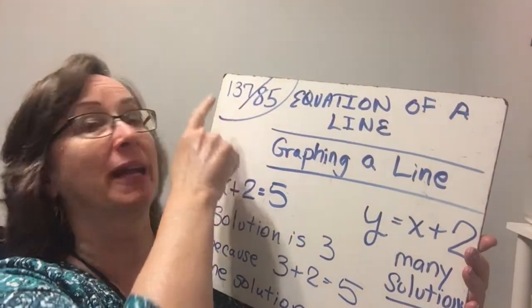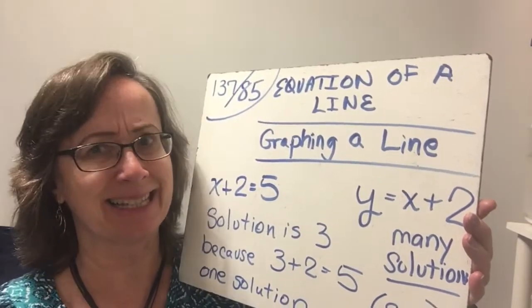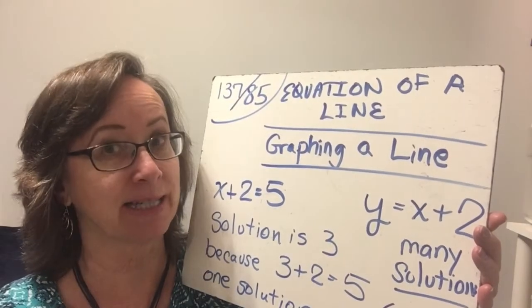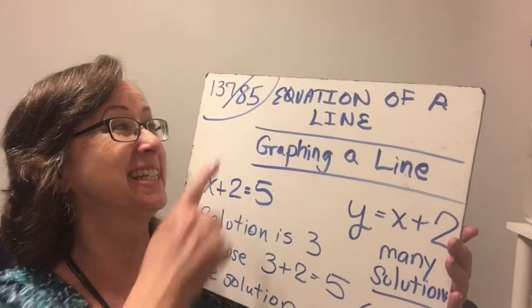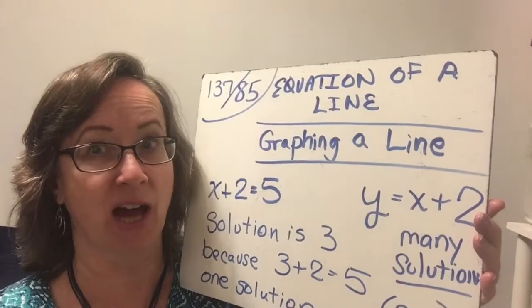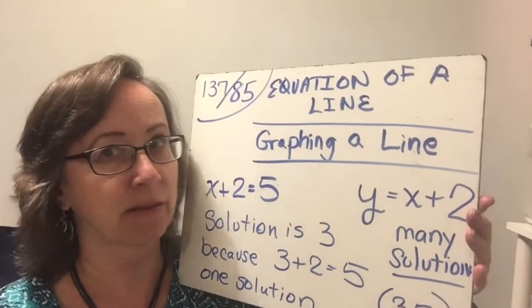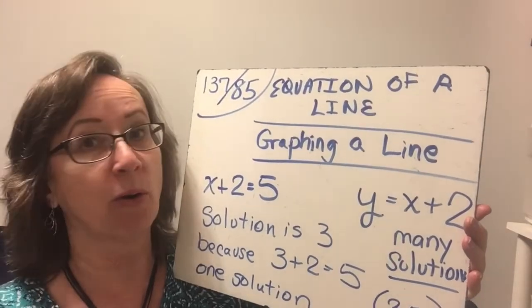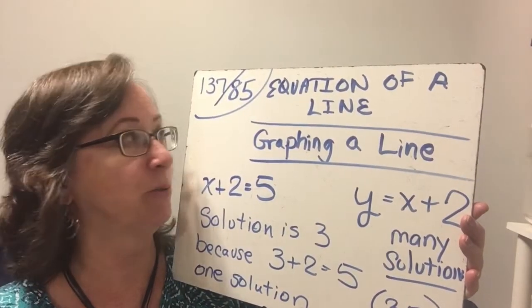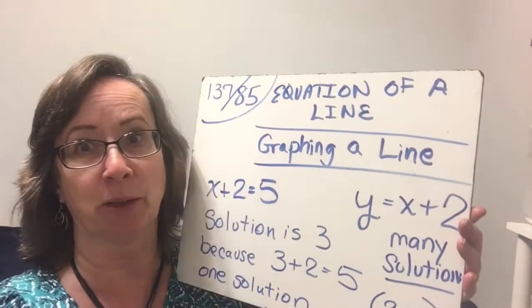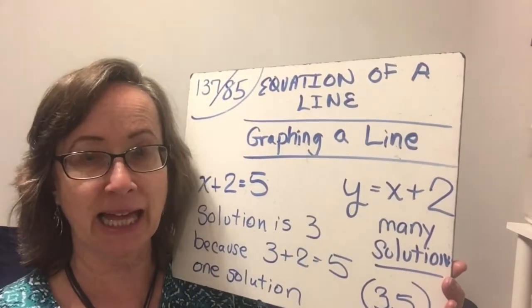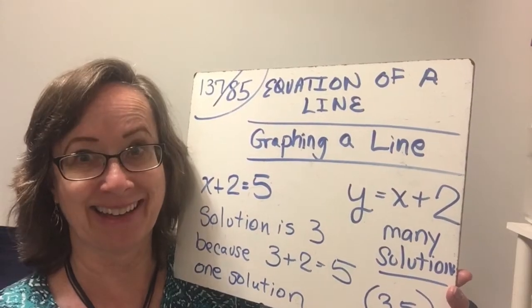And tonight we're doing lesson 137 in my book, which is edition 2 of our Saxon Blue Book, the same lesson as lesson 85 in edition 3, which is my granddaughter Hannah's book. So I'm going to go ahead and do the 2 because she's here in her book and she needs this right now. It is the equation of a line and graphing a line.